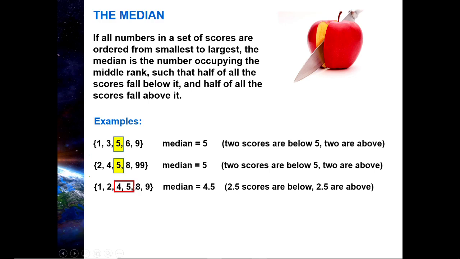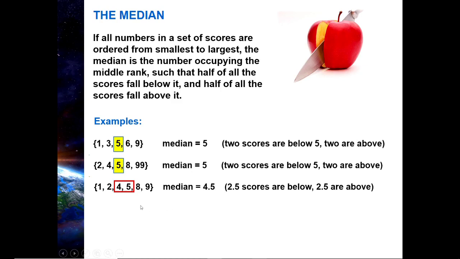Well, we have to identify the 2 scores that are in the middle, because do you agree that these 2 scores are in the middle? You've got 2 below and 2 above, so that means these 2 scores are in the middle. All we have to do is take the mean of these 2 scores. So if we wanted to calculate the mean of 4 and 5, 4 plus 5 is 9, divided by 2 is 4.5. So the answer is 4.5.